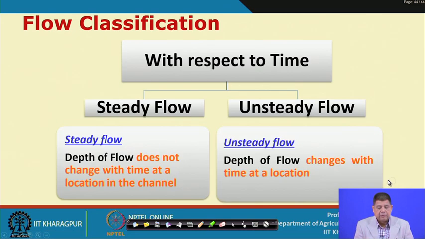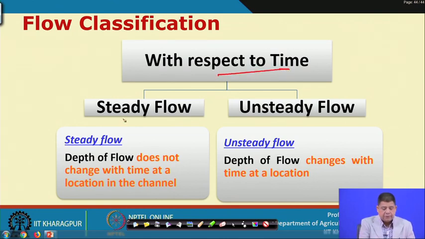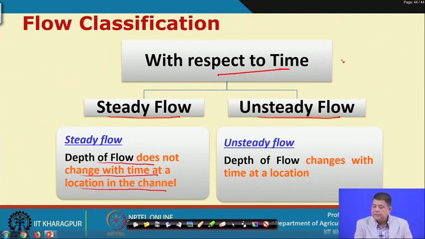Similarly, flow can also be classified with respect to time. So, with respect to time, the flow is classified as a steady flow and unsteady flow. A steady flow means the depth of flow does not change with time at a location in the channel. So, in this case if we draw a channel and flow is taking place in this, this is your channel bed and this is the water surface.